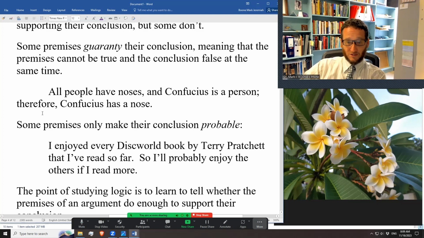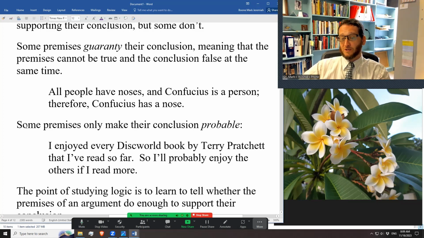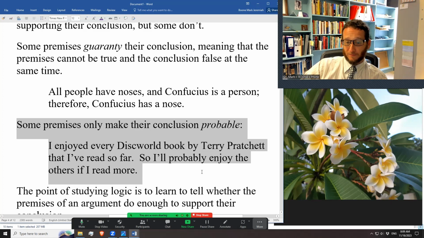All people have noses. Confucius is a person, therefore Confucius has a nose. If those premises are true, the conclusion has to be true. Some premises only make their conclusion probable. I enjoyed every Discworld book I've read by Terry Pratchett so far, so I'll probably enjoy the others if I read more. It's possible for the premises to be true and the conclusion false, but it's not likely.